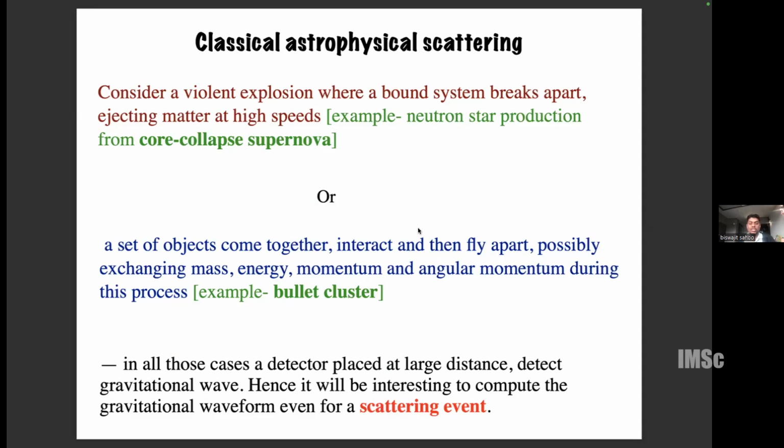And in all these astrophysical scattering events, if we place a detector at a large distance, in principle, we should observe gravitational waves. Hence, it will be interesting to compute the gravitational waveform even for scattering events, though the recent focus is mostly on looking for the waveforms of merger events.